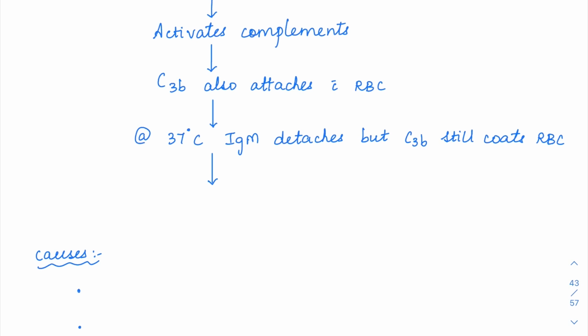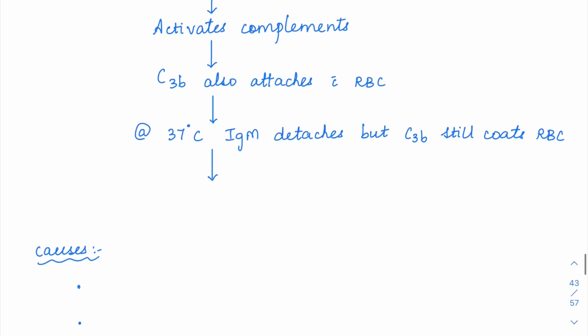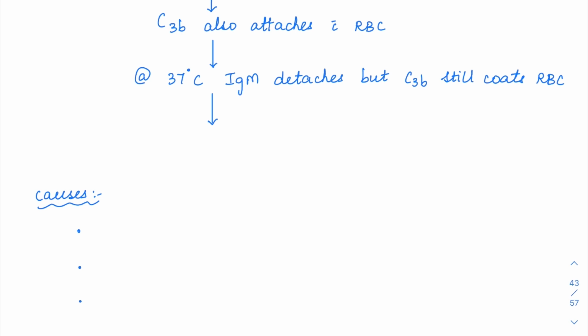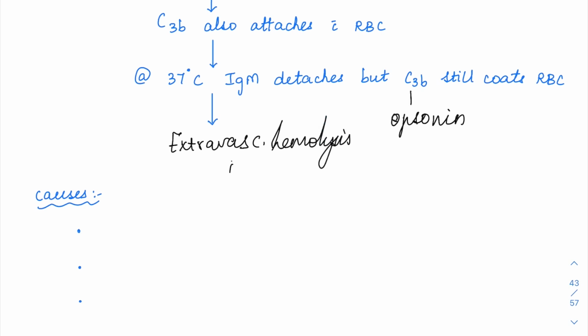So now when the RBCs come to a temperature of 37 degrees Celsius, the IgM is going to detach, but C3b is still present. C3b is again an opsonin, right? So when it passes through the spleen, it is going to cause extravascular hemolysis in the spleen, right?